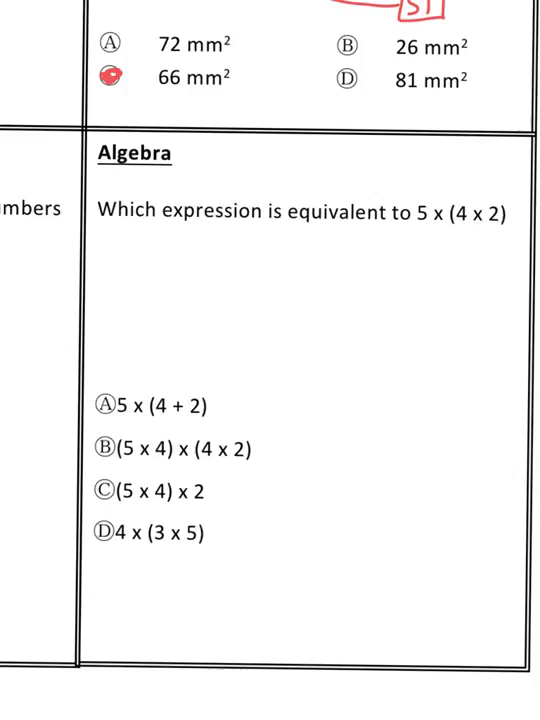All right, last one. Which expression is equivalent to 5 times 4 times 2? So let me show you 2 ways to do this. One is know your properties. Remember, the associative property says I can move my parentheses anywhere I want. So if I have the same exact numbers, 5 times 4 times 2, but the parentheses are around the 5 and the 4, it's going to be equivalent. And guess what? That's my answer C.